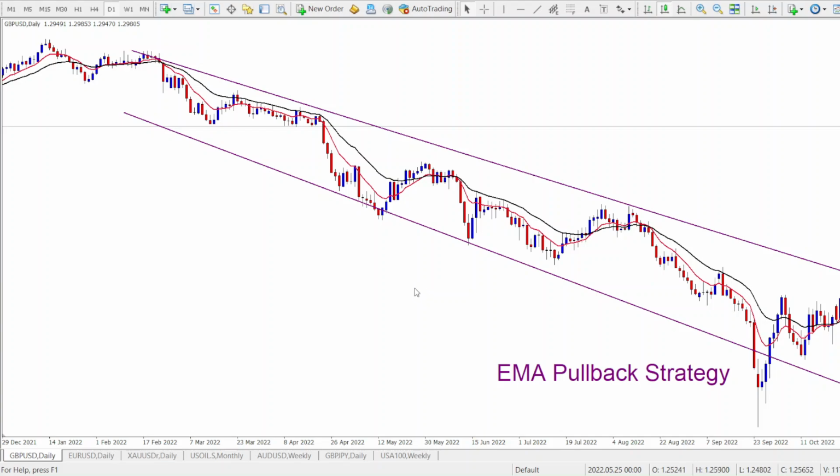All right. Now here's where the magic happens: spotting pullbacks. A pullback occurs when the price temporarily moves against the trend. Like we can see, this is a bearish trend. So when we have a bullish move, that's a pullback.